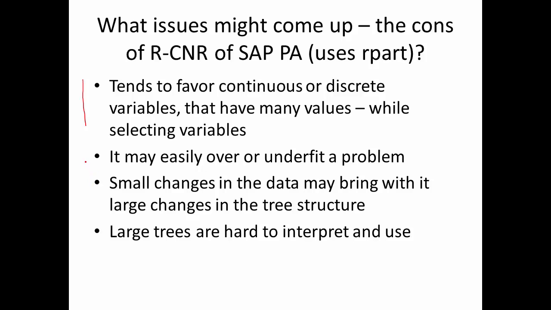It also sometimes may over or underfit the problem, so you need to configure it for it. And small changes in the data might bring with it large changes in the tree structure. Now, this is really something that may bug you, because you make a small change in the data and all your reasoning process could change. So that is something you should be wary of while using decision trees. And of course, if you build too large of a tree, it's hard to interpret and to use.